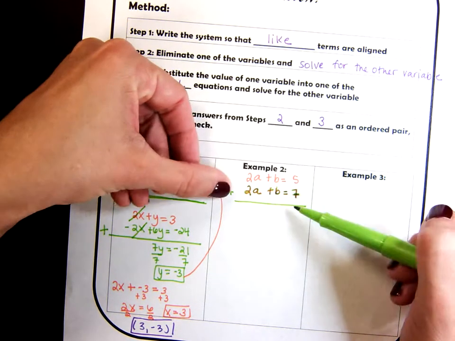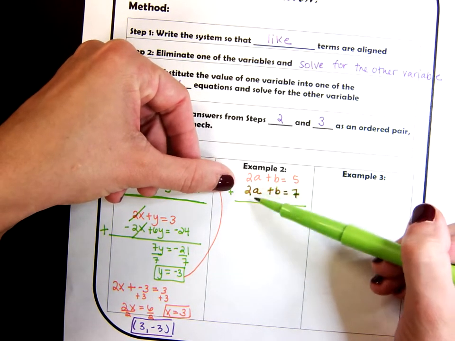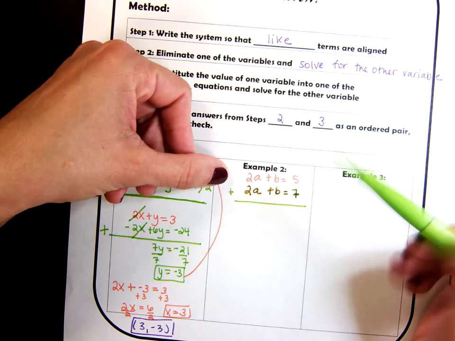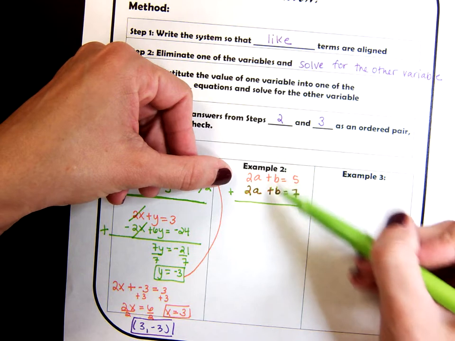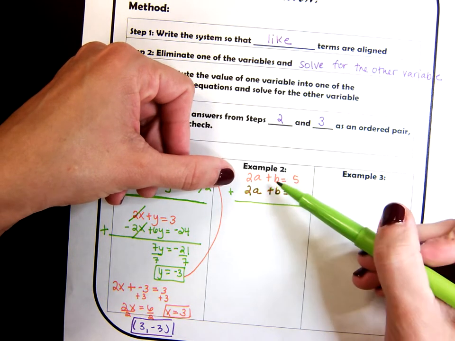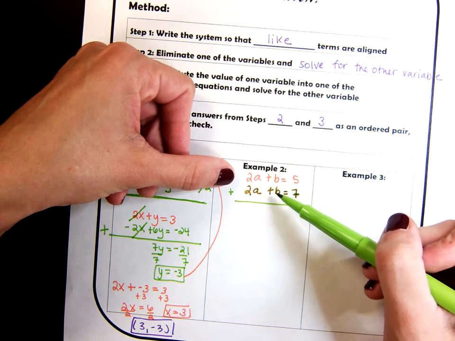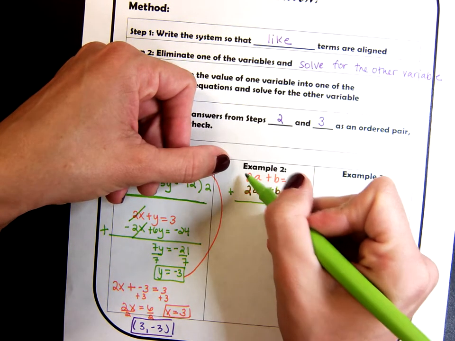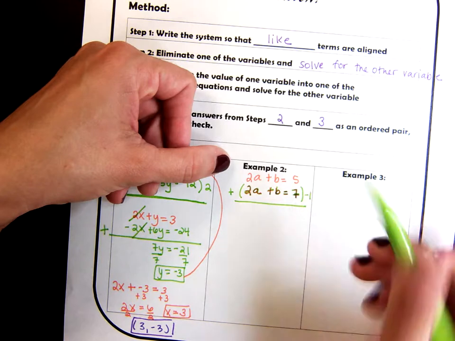If we add them, does anything get eliminated? Nope, I'll get 4a here and I'll get 2b here. So that doesn't work. Well, what if I multiply one of these equations by -1? Then I'd get a negative b plus a positive b, and my b's would cancel. So let's multiply this green one by -1.